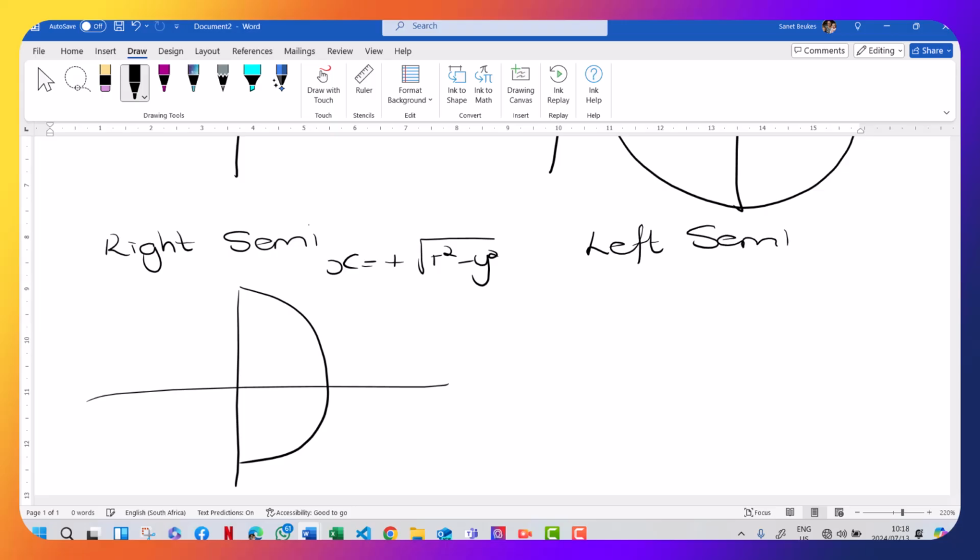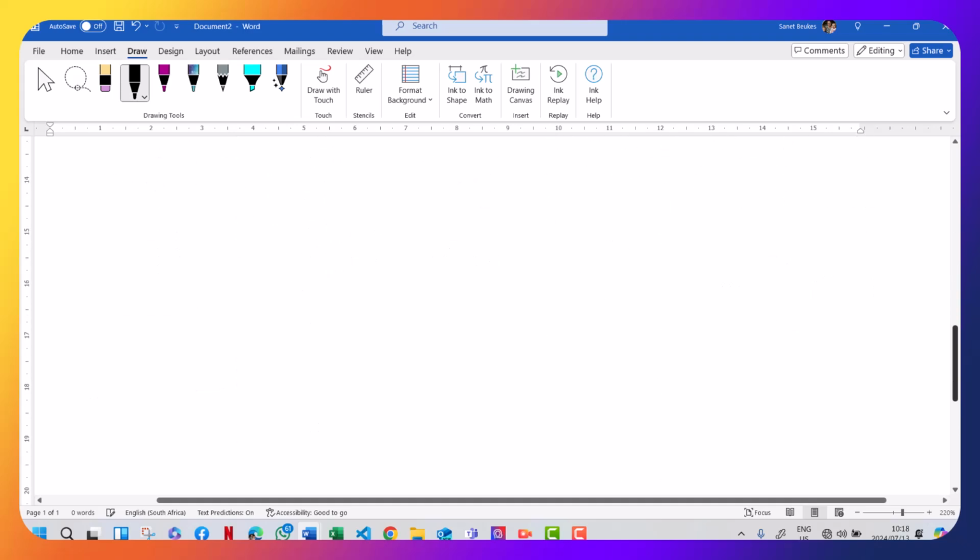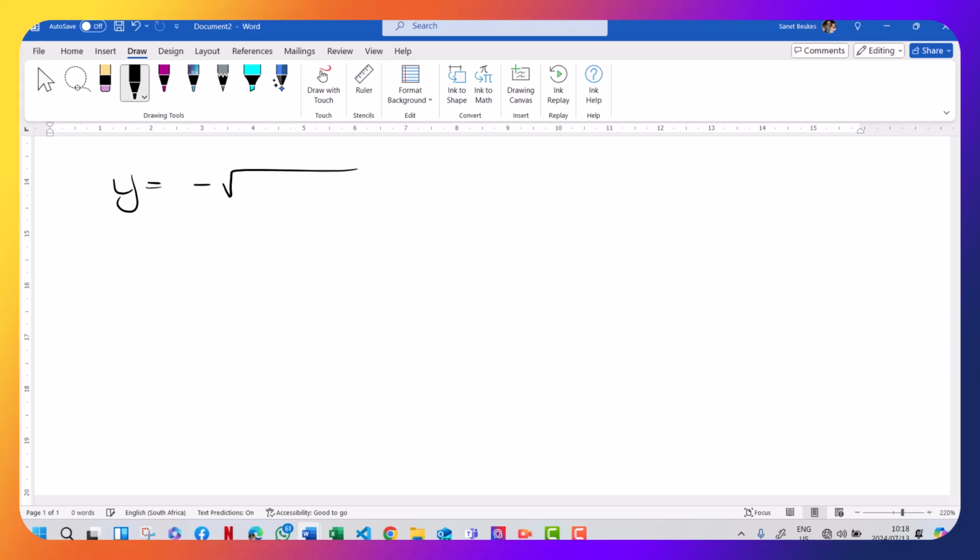Our left semicircle is exactly the same, but now it's on the left-hand side of the set of axes. And x is still the subject, but now we have a negative in front of our square root. Okay, if you plot a circle, let's take, for example, y is equal to negative square root of 25 minus x squared.